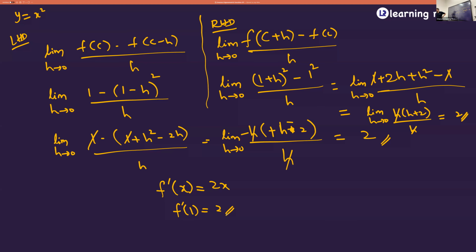Shall I proceed? Minus is there outside, no? 1 and 1 got cancelled. So if you expand this, you will get 1 minus 1 minus h square plus 2h. 1 and 1 are gone. Take that h outside. So you have 2. Clear with this? Now see.